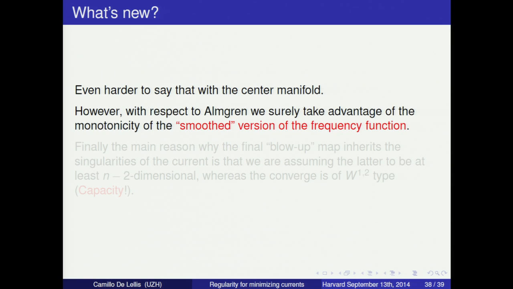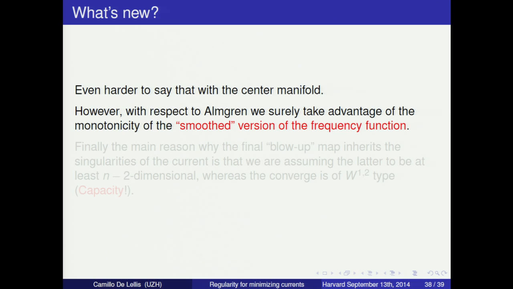OK, so one final remark. So it's even more difficult now to say what's new in our implementation of step 4 compared to him, because we essentially lost track of what he's doing already at step 3. But one very important point is that in our almost monotonicity of the frequency function, we use the smoothed version. And you remember I told you the smoothed version is very nice because at the denominator, I'm taking a bulk integral. So you see, your approximating map might miss a lot of regions of your current.